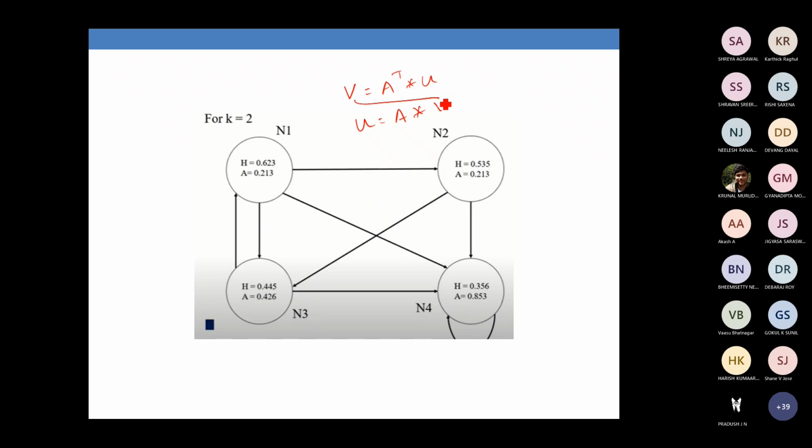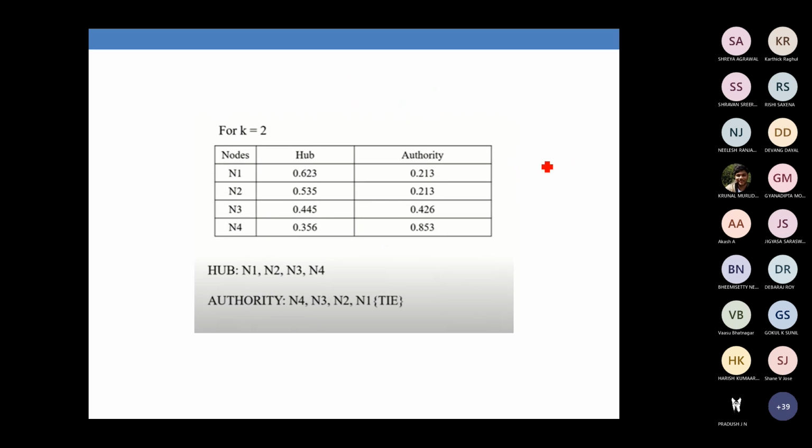This V is nothing but the previous V value. And once again, you have to normalize the values. How to do that? If you get the values A, B, C, D, you find A square plus B square plus C square plus D square. Then each value is divided by this value and you will get the normalized value.